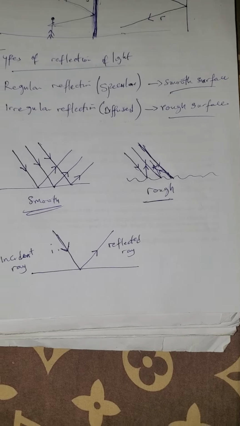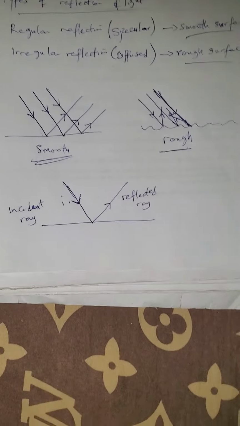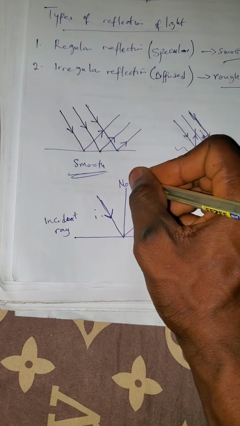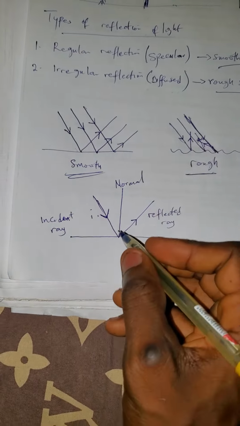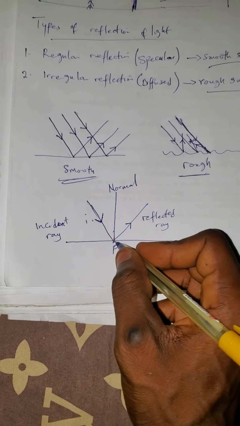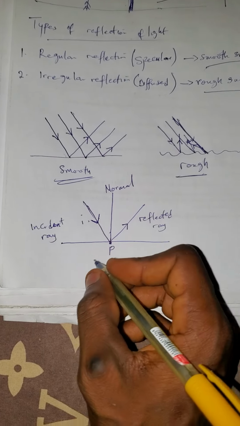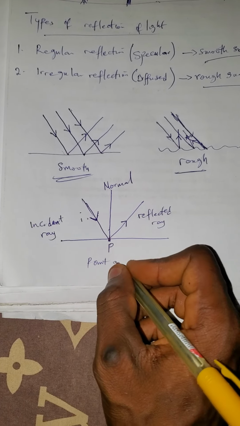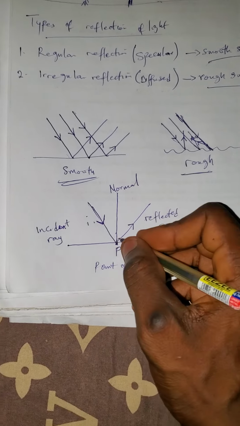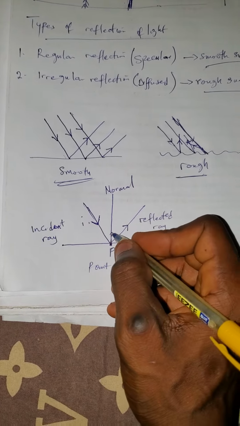So this is the incident ray and this is the reflected ray. And at a particular point at which they meet, there's something we call normal. So that means there's a point here which is P. This P is called the point of reflection. So there is an angle here, there is an angle here.